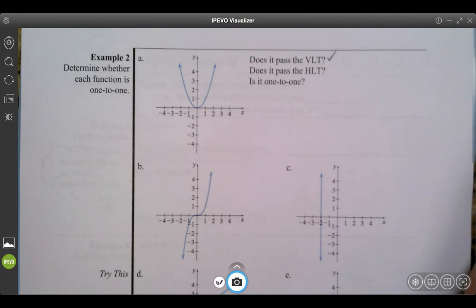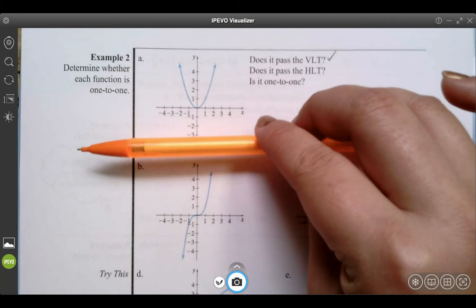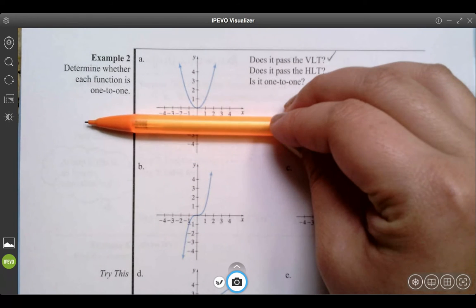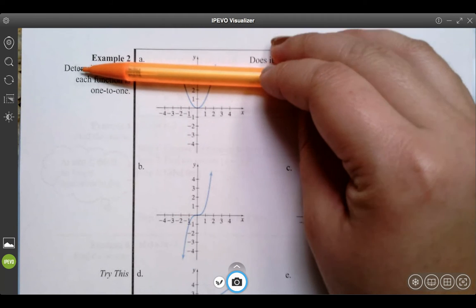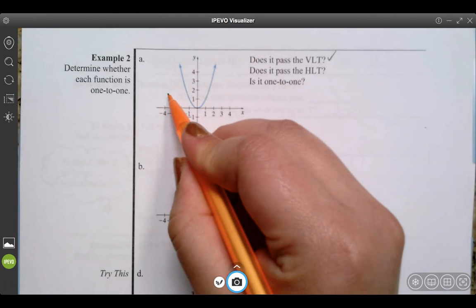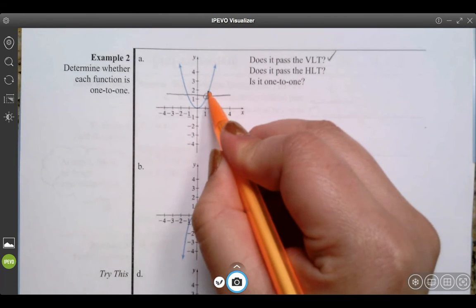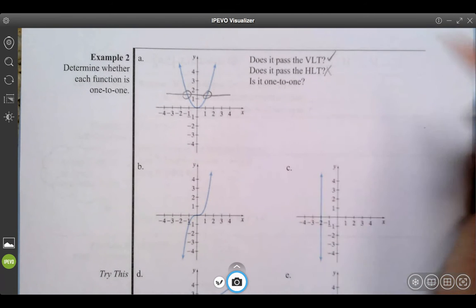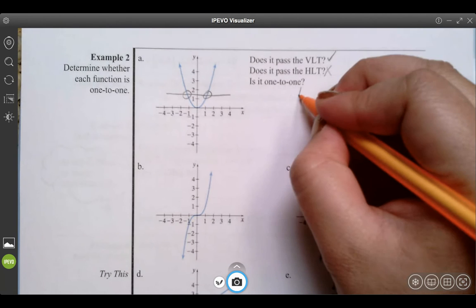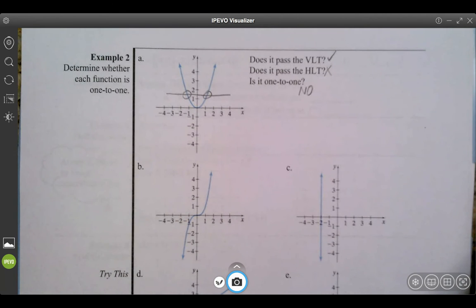And then the second question is, does it pass the horizontal line test? So I'm going to do the same thing. Is there a horizontal line that I could draw that would pass through this graph more than one time? And this time, I can draw a horizontal line that would pass through the graph more than one time. Therefore, this does not pass the horizontal line test. As soon as it fails one of the tests, it is not one-to-one.